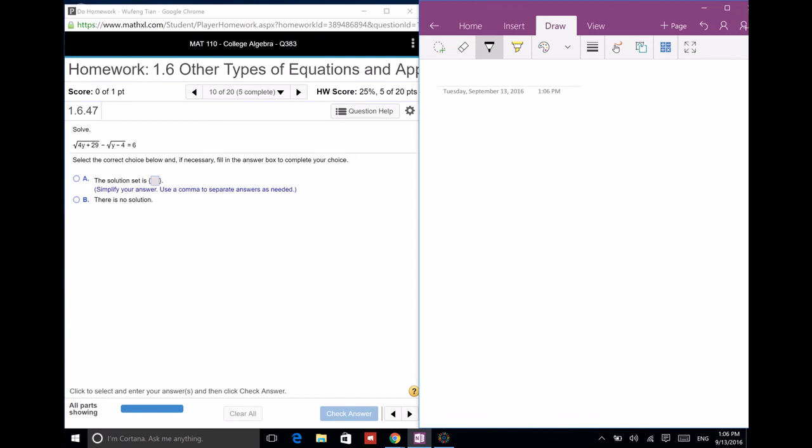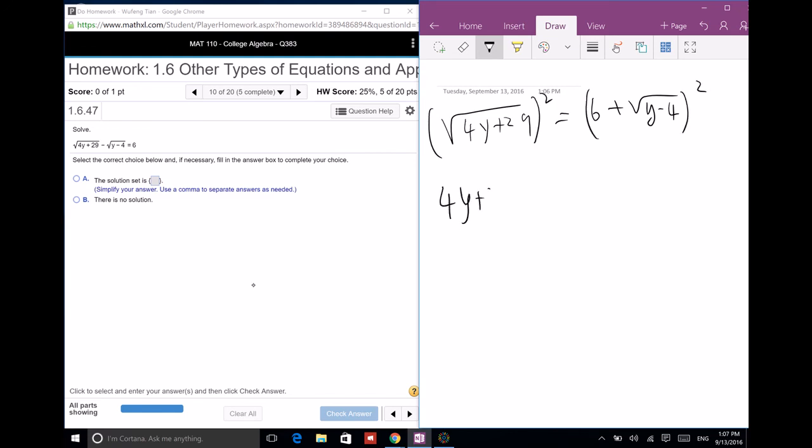Okay, so this one is the same thing as the previous one. Square root of 4y plus 29 equals 6 plus square root of y minus 4. When you square both sides, you have 4y plus 29 on the left. A lot of students will just do 36 plus y minus 4 on the right. That's not right. You cannot do that because you have to FOIL it out.